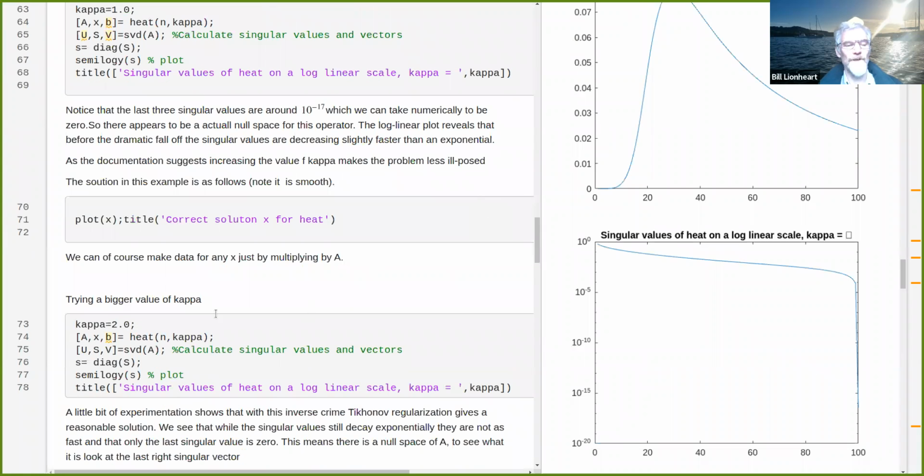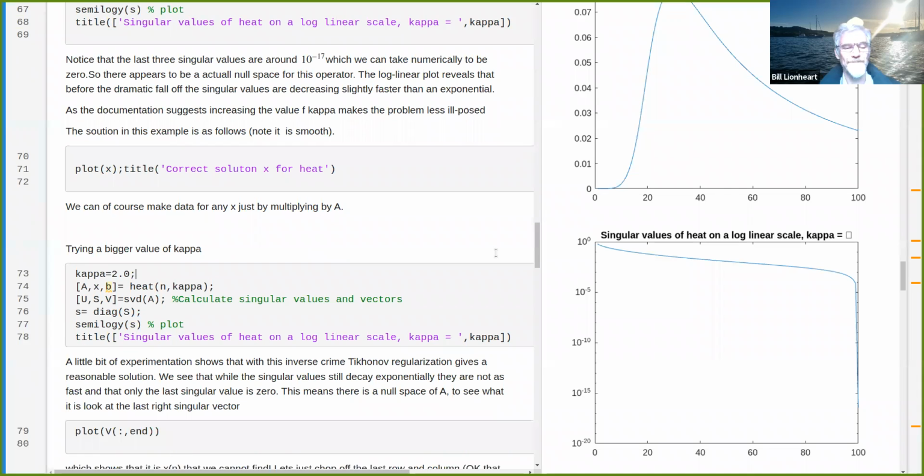Yeah, right. So I've tried kappa equals 2 here. It's not shown on the display. And what you see is the singular values. It's only really the last singular value that shoots down, suggesting really that the null space is actually one-dimensional as you take a sufficiently accurate approximation.